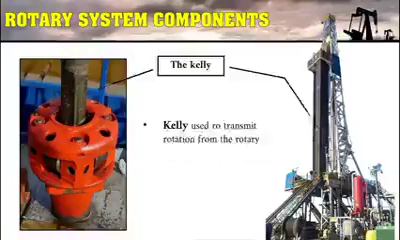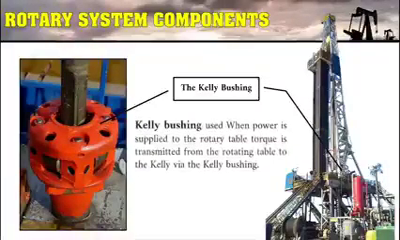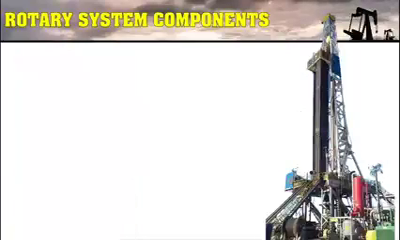The next part is the Kelly bushing. The Kelly bushing has 4 pins, which fit into the post holes of the rotary table. When power is supplied to the rotary table, torque is transmitted from the rotating table to the Kelly via the Kelly bushing.